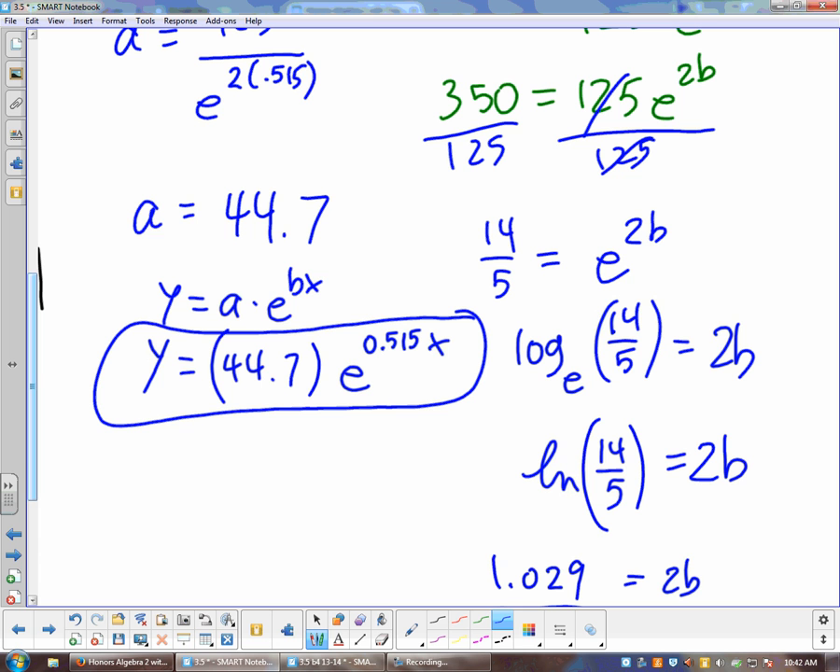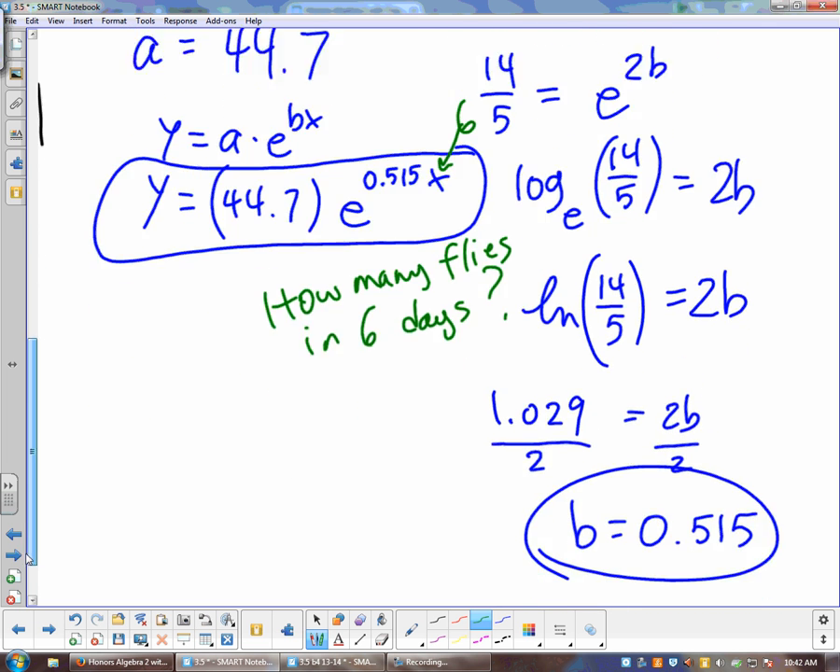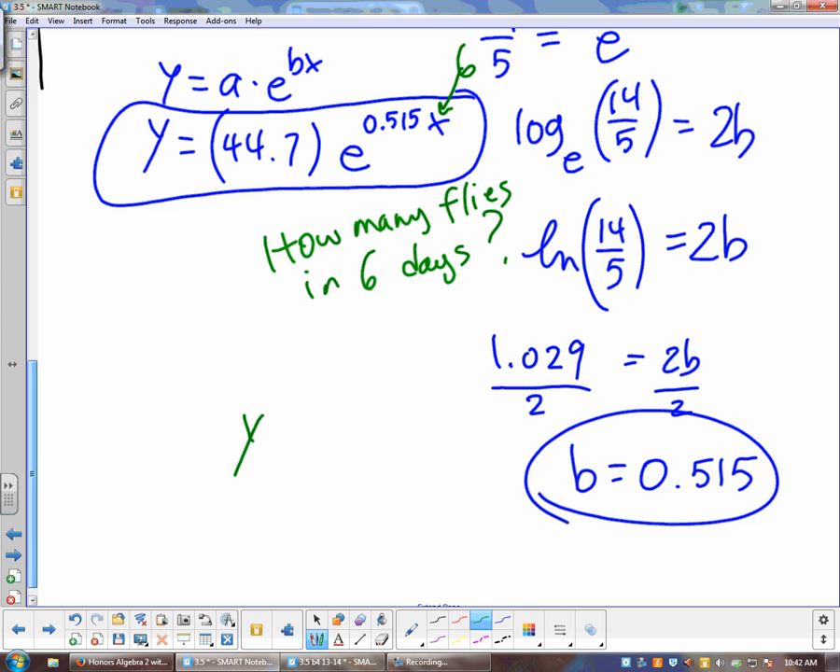We had to do a lot of work to come up with our own model because it was not provided, but now, find 6 days. We're going to plug in 6. How many flies in 6 days? So we're going to plug in 6 right here. And when we do that, we end up with 982.